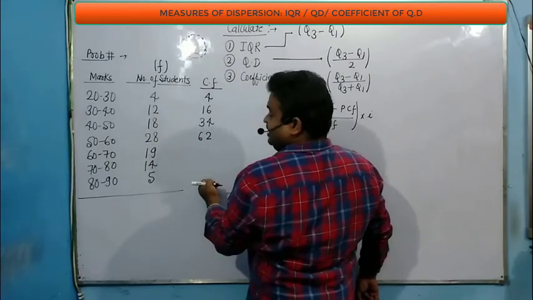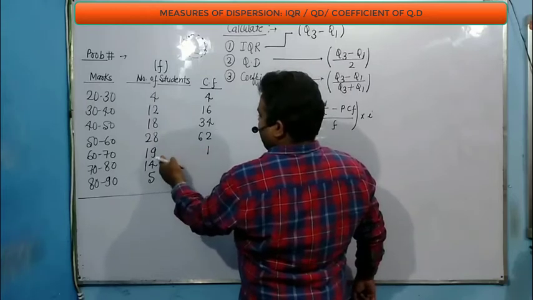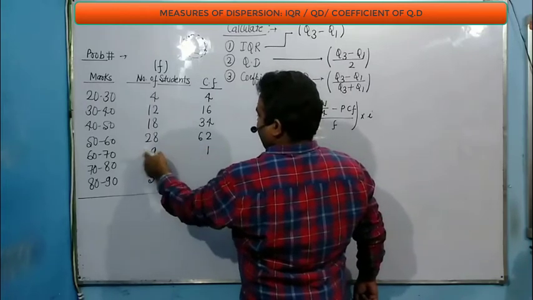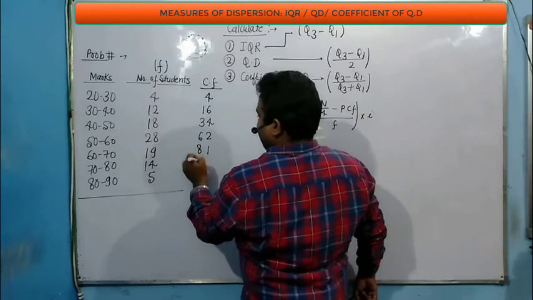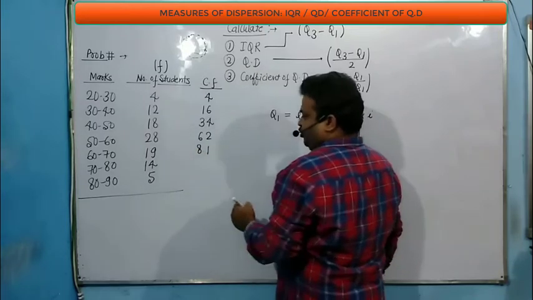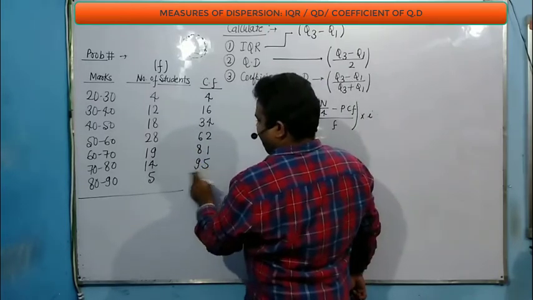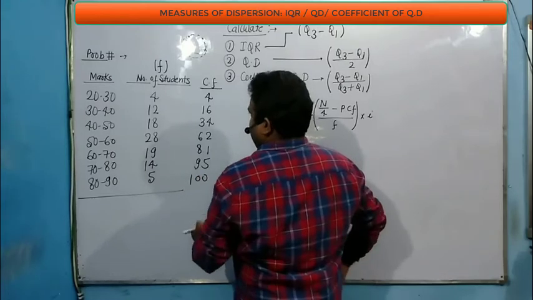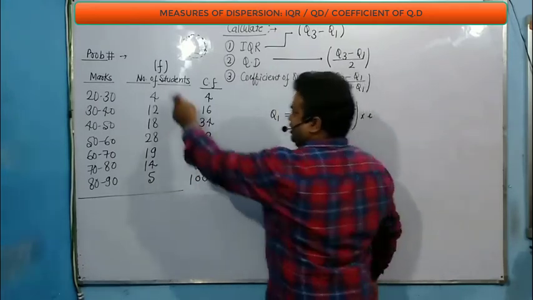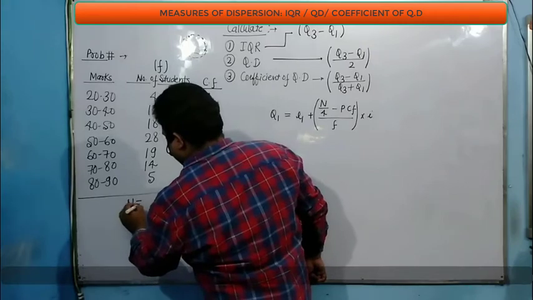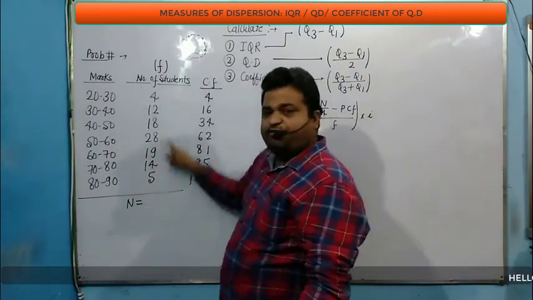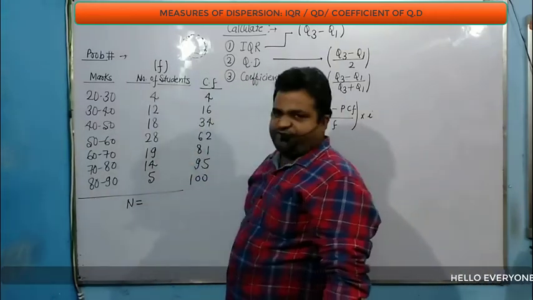62 plus 19 gives 81. 81 plus 14 gives 95, and 95 plus 5 gives 100. Now this is the cumulative frequency. Now you add all the frequencies, which gives the value of n. The n is the summation of all frequencies.